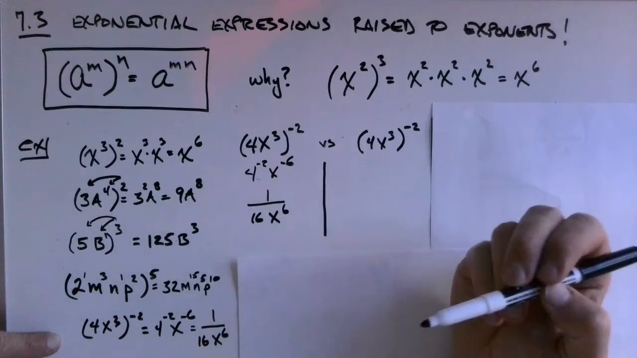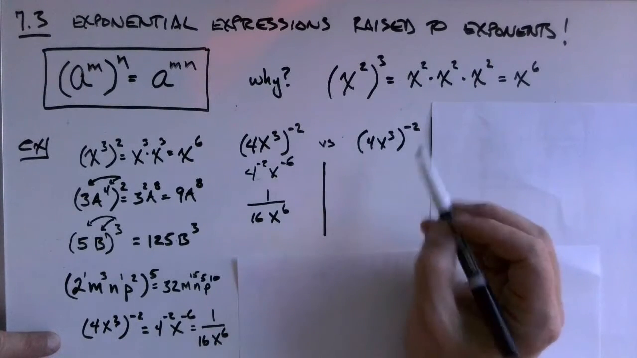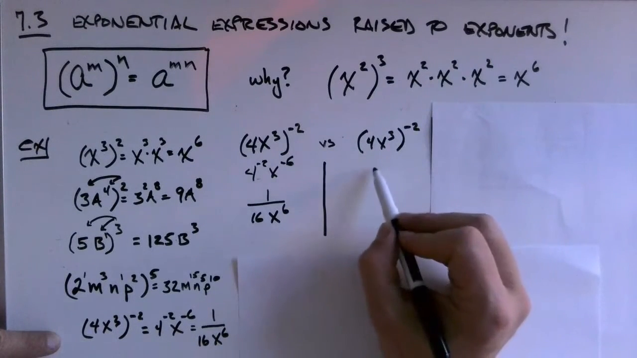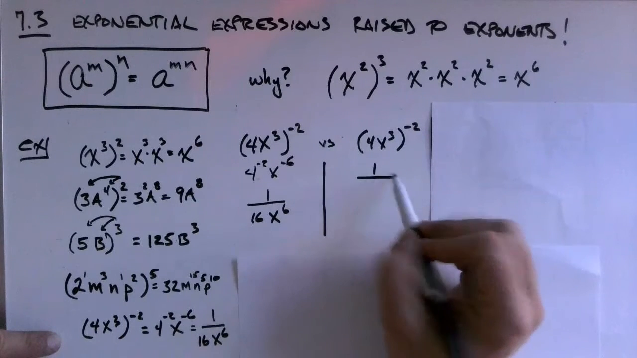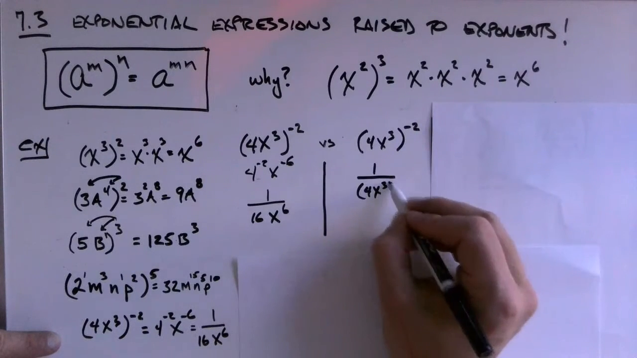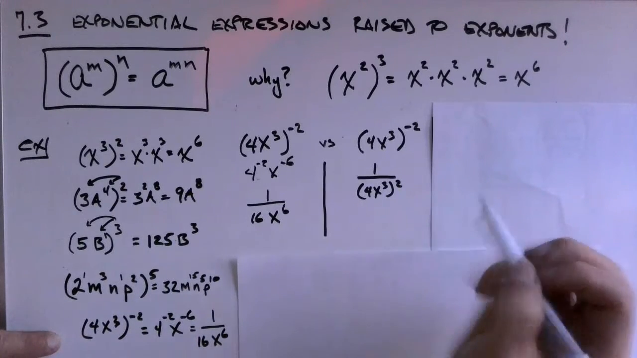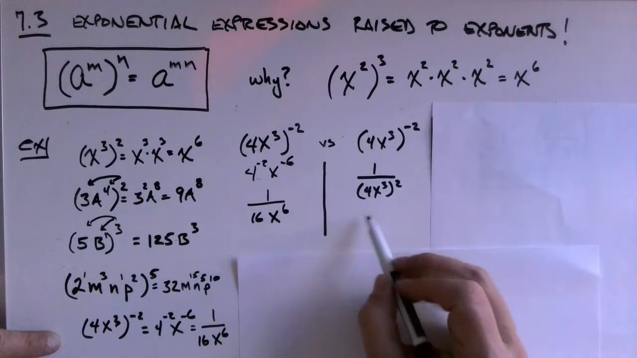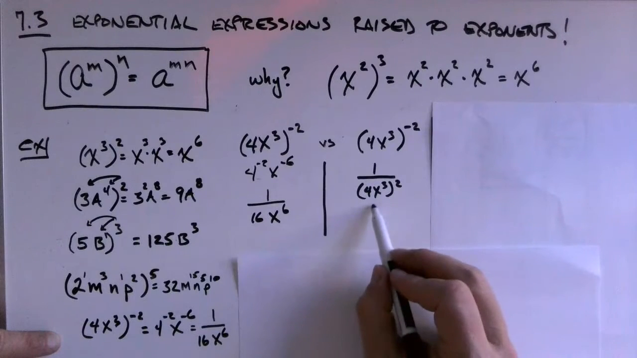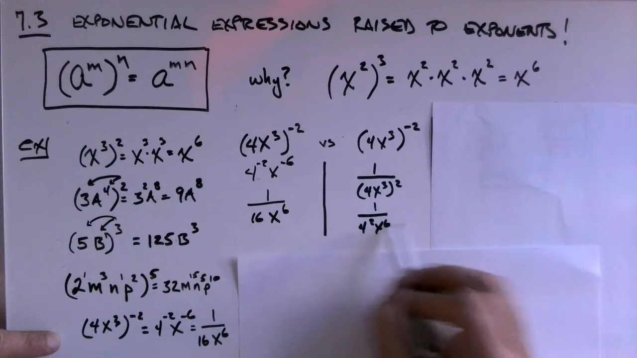Does this seem legitimate? Could you say negative 2, whatever's in here, has to go to the denominator? So what if you said, I'm going to move this entire thing to the denominator, 4x cubed, and now it's to the positive 2. Would that have been okay? The answer is yes. And then, now that it's down here, could I make this 1 over 4 squared x to the 6th?